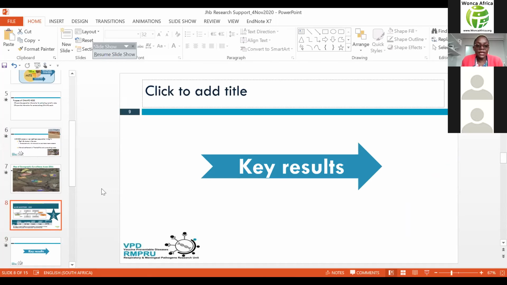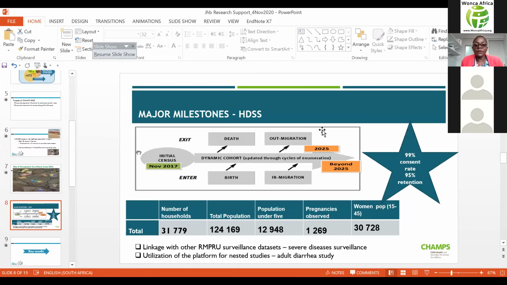In terms of the key results, before I go to the key results, our main focus within the demographic surveillance is to look at deaths. We look at migration rates, and this has really been interesting within the COVID context, just to look at how COVID and the lockdown measures have affected both in-migration and out-migration, as well as household formation and dissolution.